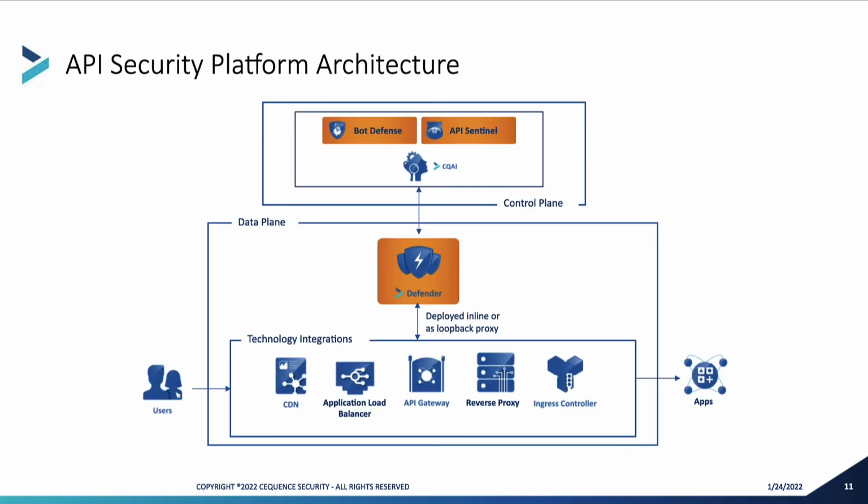So let's talk a little bit about our architecture. It's a modular architecture separated into a control and data plane. The data plane is a lightweight element that connects to your network component that you see there on the bottom of the screen. It's going to connect to your CDN, load balancer, gateway, proxy, or controller, and it's going to feed information back to the control plane that might be hosted in a SaaS environment. It might be hosted in a data center, or it could be a hybrid approach.